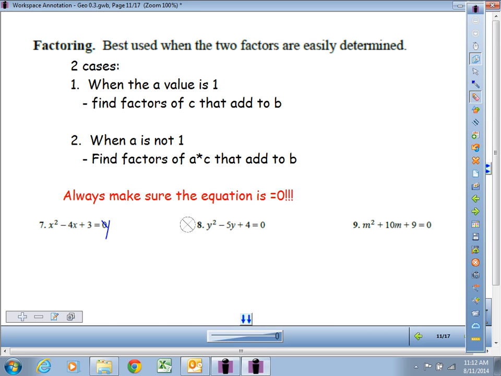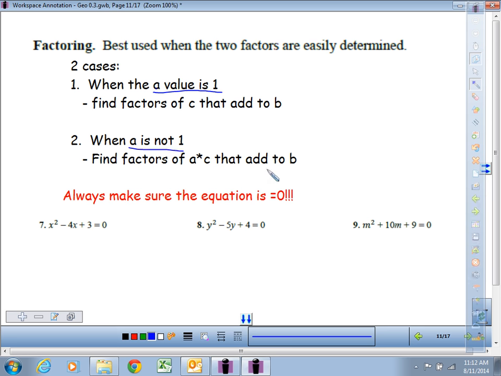Okay. Now, when we do this, we're going to factor these guys. There are two cases of this. The two cases are when the a value is 1, that's easier, and when a is not 1, that's a harder way. Not bad, but harder. So let's look at number 7 right here. The first thing we always need to make sure of is that the equation is equal to 0. We don't want a constant on the opposite side of my variable here. I want everything on the same side and 0 over here. So sometimes we may have to do a little bit of prep work to get it to look like this.